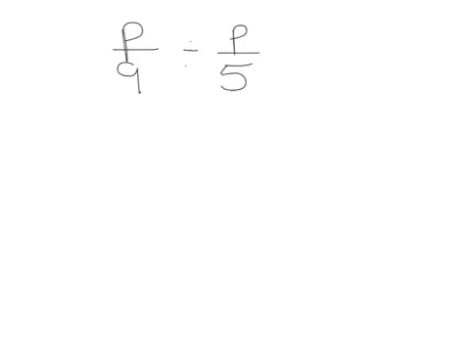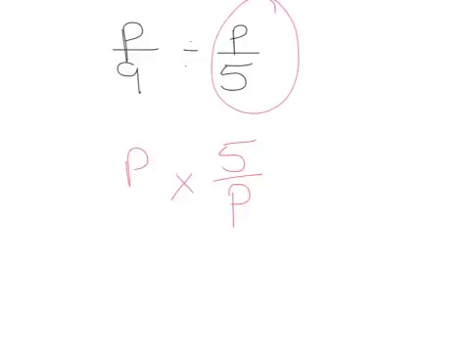Now moving on to division. Again, division is exactly the same. We are looking for the inverse fraction here. So in that case, it's 5 over p. So we're doing p over 9 multiplied by 5 over p, and this p and this p will cancel. So now my answer is very straightforward. It's 5 over 9.